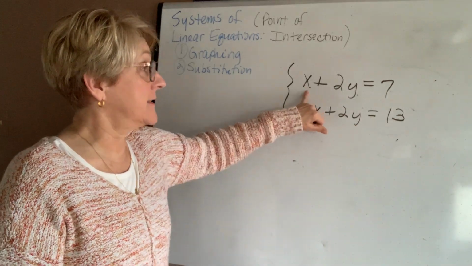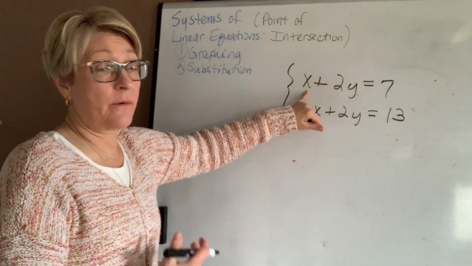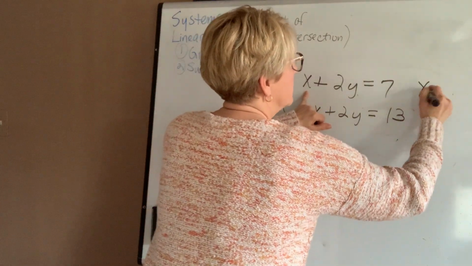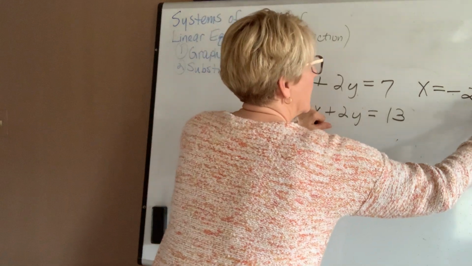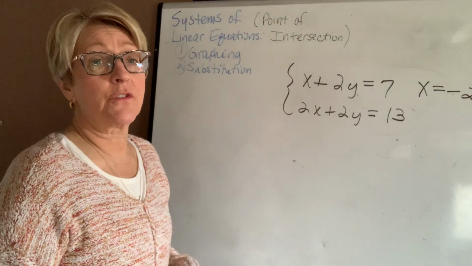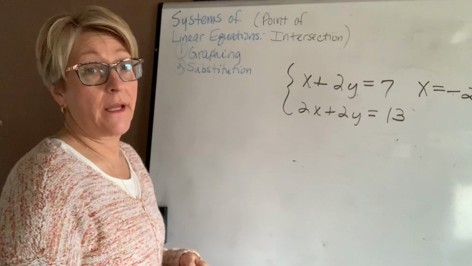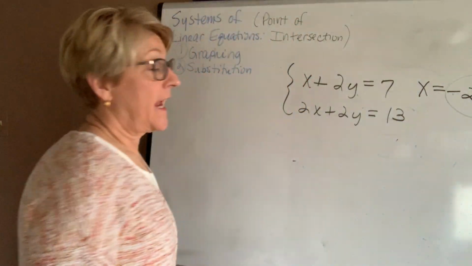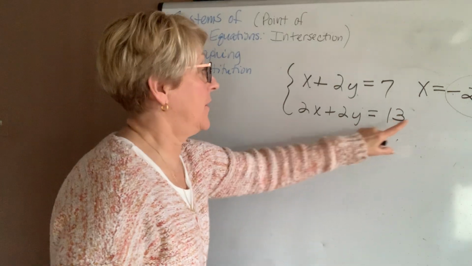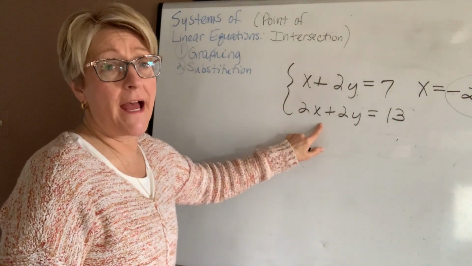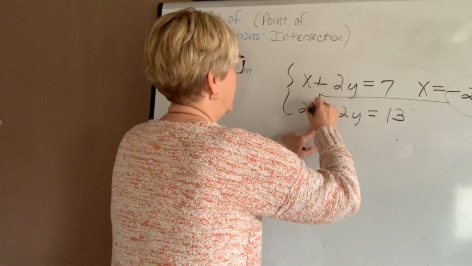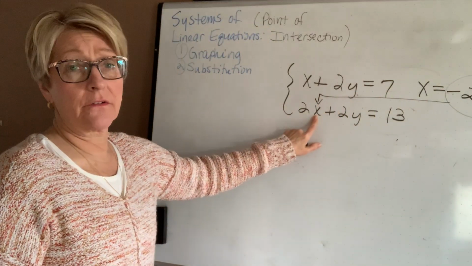So I'm going to isolate this x here. How do I do that? Subtract 2y. X equals negative 2y plus 7. Okay? All right. Now I'm going to take this and I have to plug it into the other equation for x. So we're going to take this negative 2y plus 7 and put it right here.